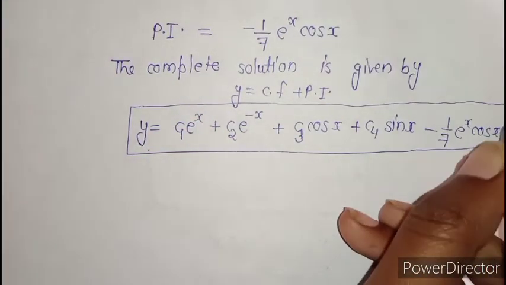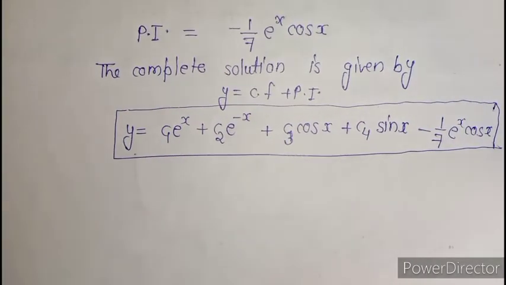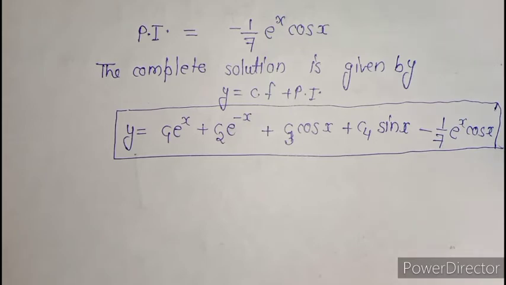I hope you understand. This is very easy. Firstly, we have to write the CF as we write in each question, and then, in order to find the PI, firstly we have to take the exponential term outside, and then we replace each D by D plus a, where a is given in our exponential term. After replacing, we can easily solve as we solve in other cases.